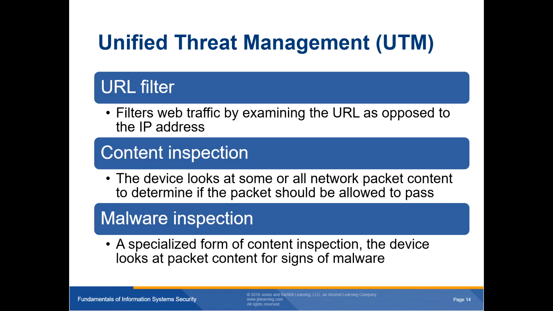Let's talk about Unified Threat Management, or UTM. A URL filter filters web traffic by examining the URL as opposed to the numeric IP address; it's actually looking at the uniform resource locator, the symbolic name. Content inspection: the device looks at some or all network packet content to determine if the packet should be allowed to pass. And malware inspection, a specialized form of content inspection, where the device looks at packet content for signs of malware.